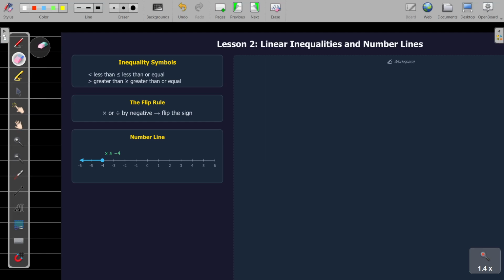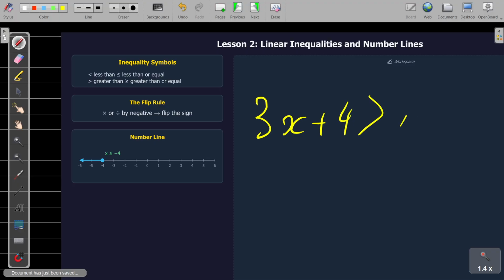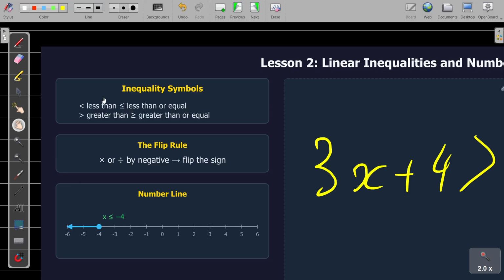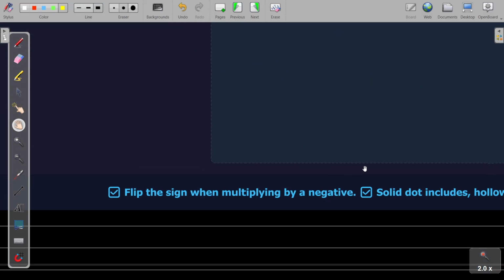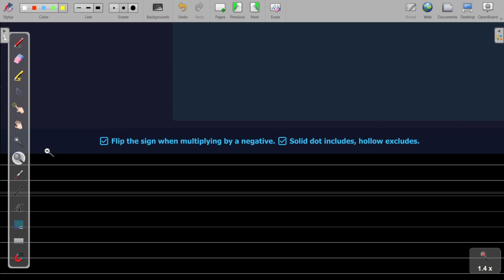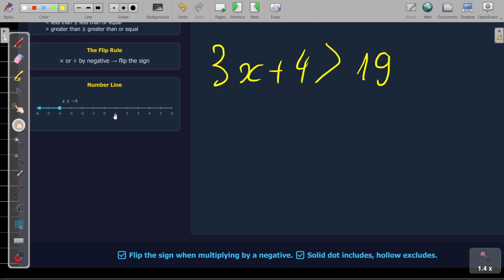Let's start with our first problem, and I'm going to be very efficient here. This is going to be 3x plus 4 that is greater than 19. Now, I want you to treat it like an equal sign, okay? This symbol, if it's pointing to the left, it's less than. If it's pointing to the left with the line down here, it's less than or equal. Same for greater than. Now, I want you to treat it like an equal sign.